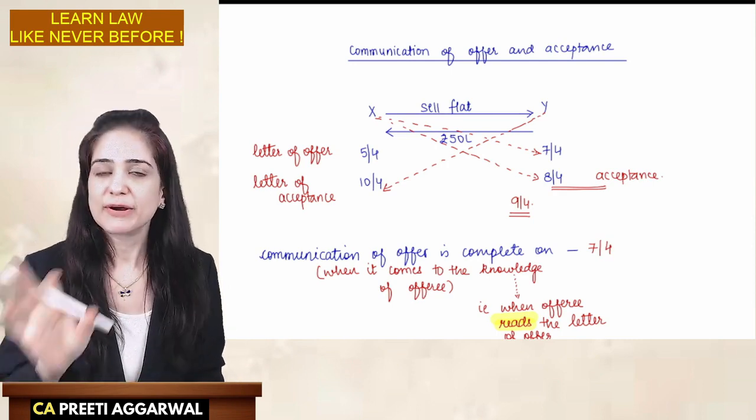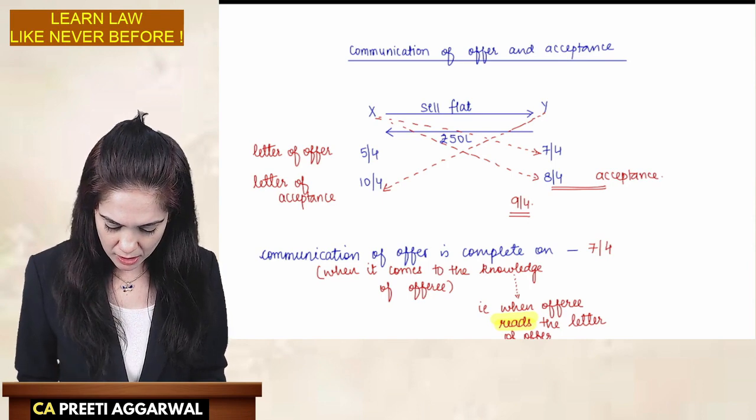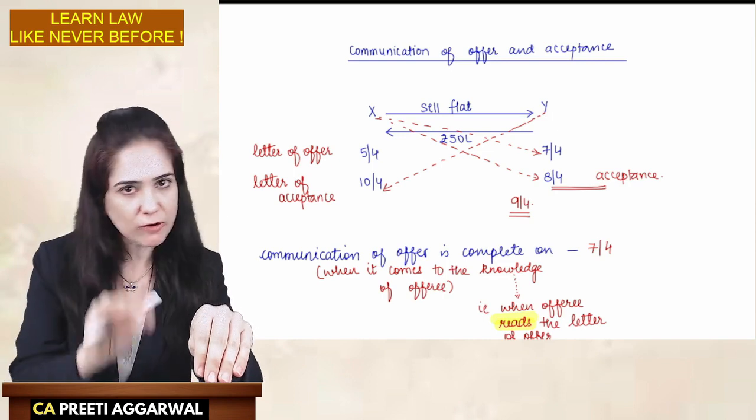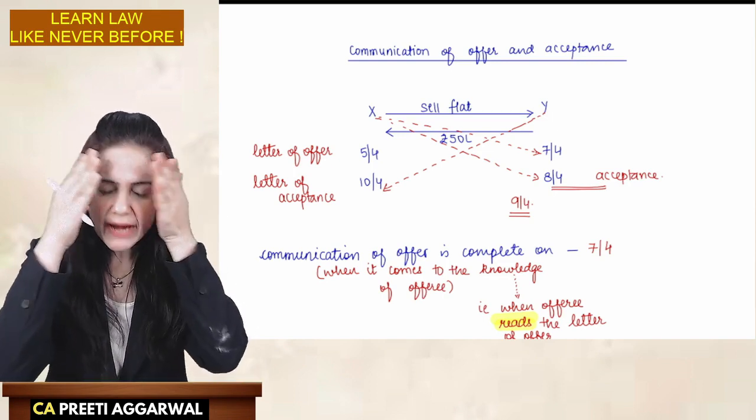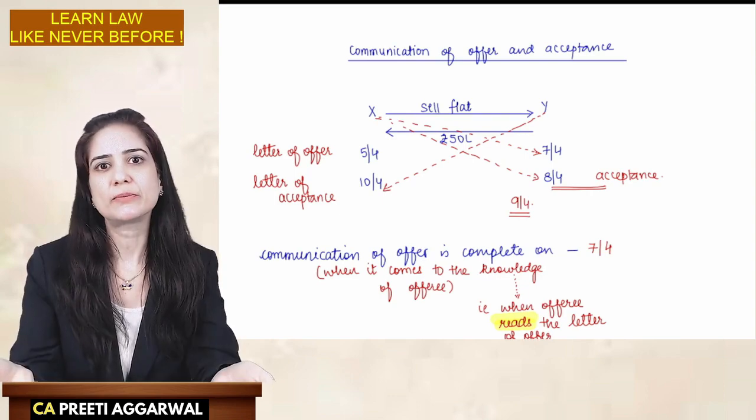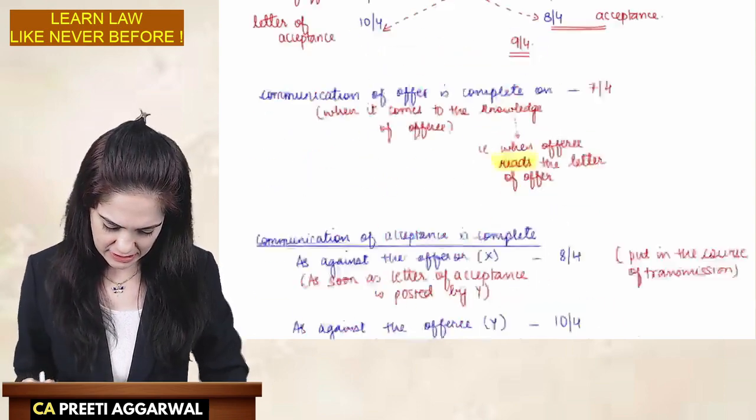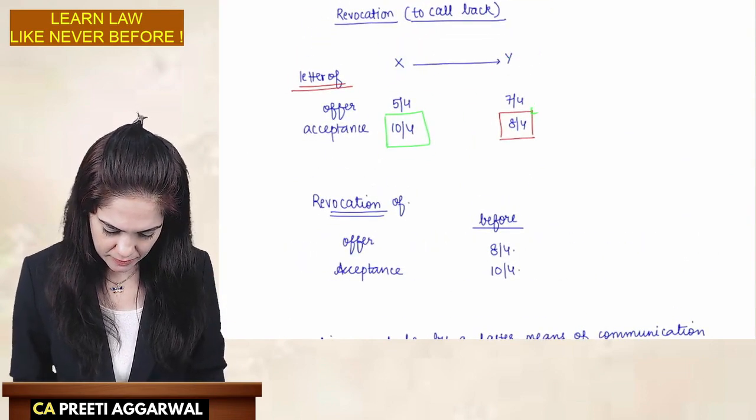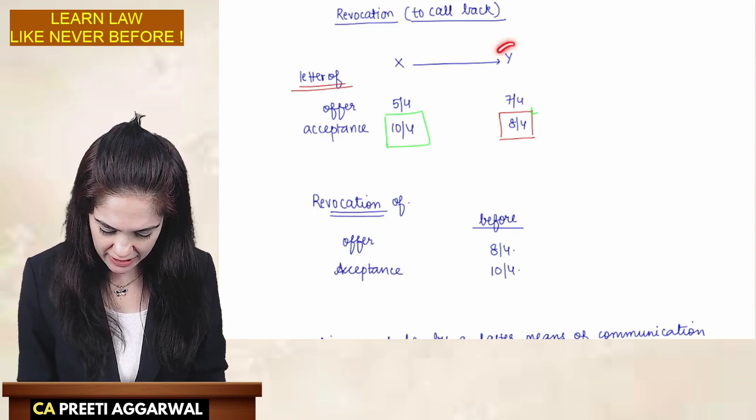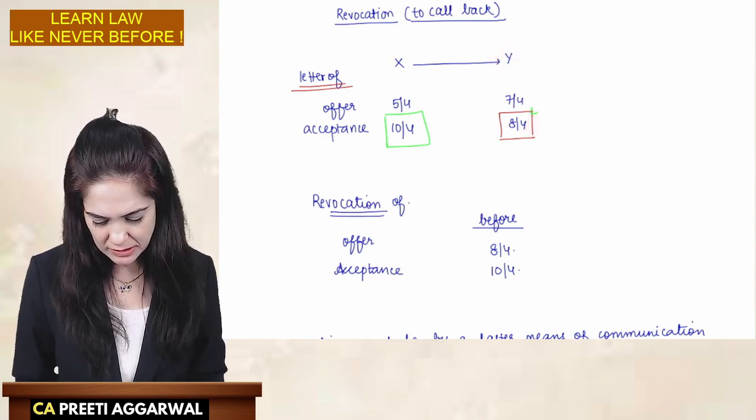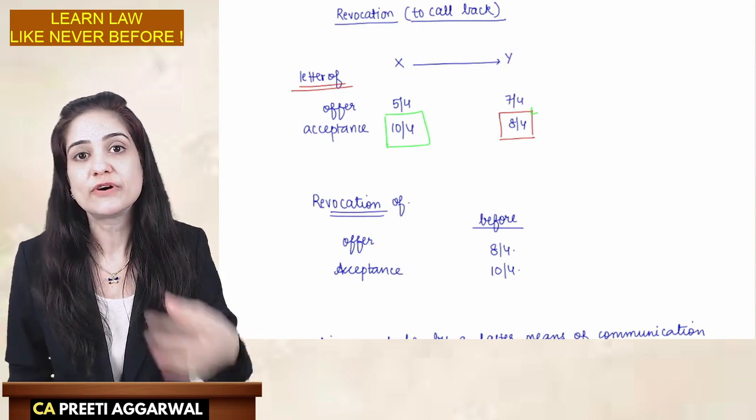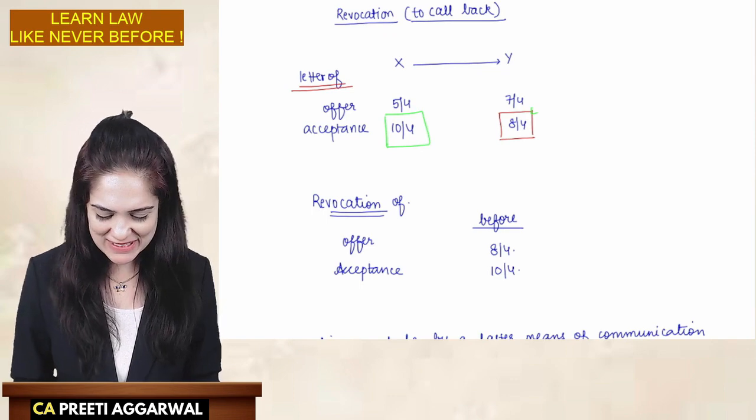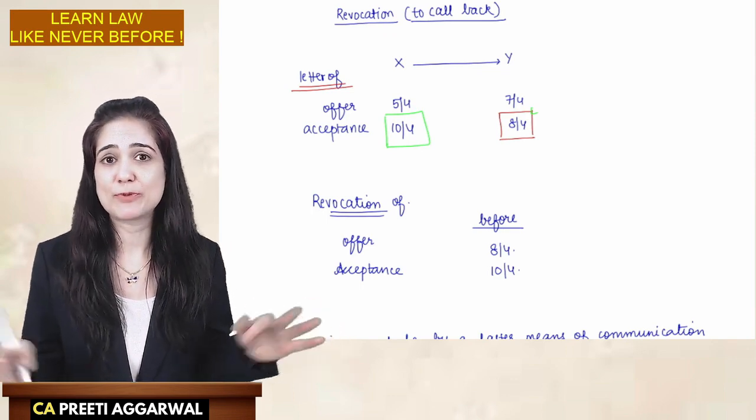Ma'am, we did that. But you know what happened? Y posted the letter of acceptance, then he posted revocation. Both the letters and that speed post reached at the same time. Let's consider that scenario. It is such a filmy situation. Y posted the letter of acceptance and then he sent a speed post of revocation, but both reached at the same time. Then in that case, law says whether a contract is made or not depends upon whichever is opened first.